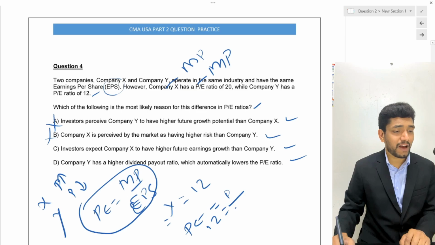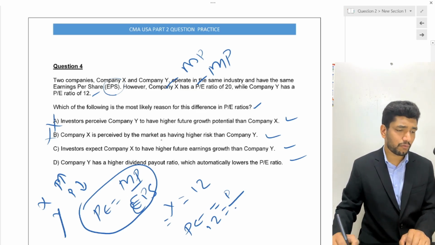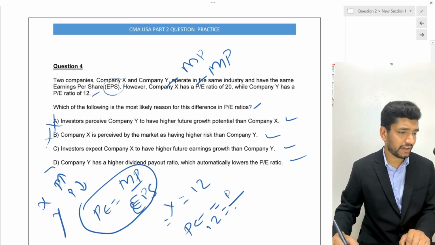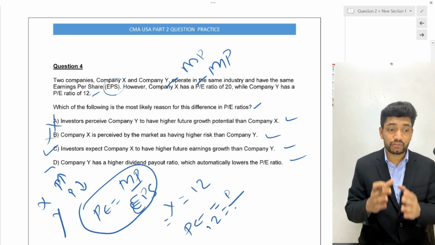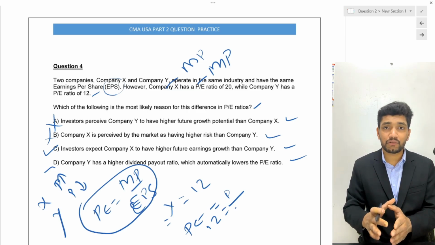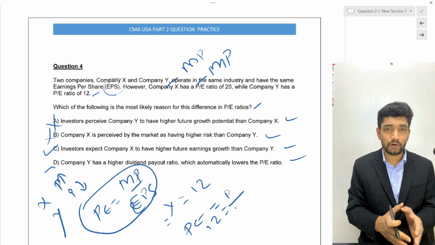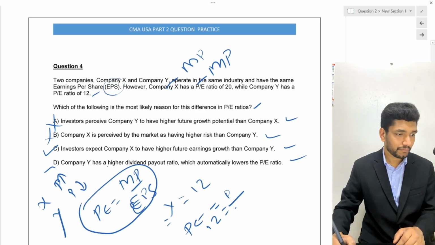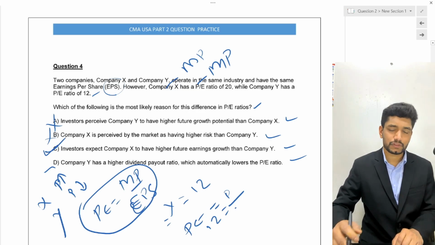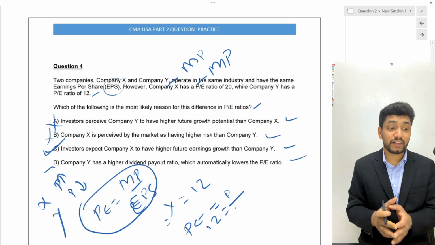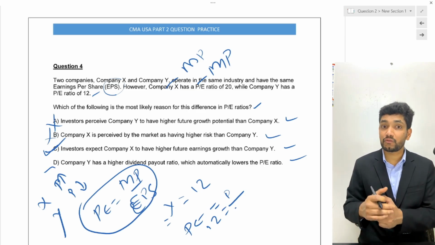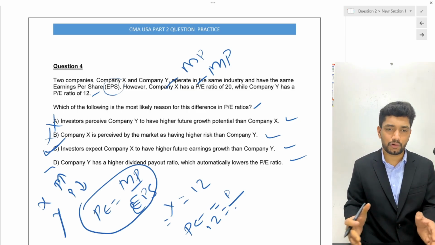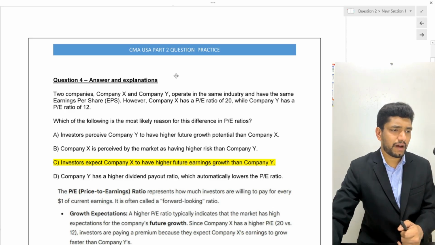Investors expect company X to have higher future earning than company Y. This is the exact answer. Option C is the exact answer, because the investors are expecting company X to have more future earning than company Y. That's why the investors are willing to pay more money for its stock. So here option C is correct. Definitely, if investors are expecting higher future earning for a company's share, they will be willing to pay more money for that stock. So here I have already given the answer and explanation for this question. You can go through this.